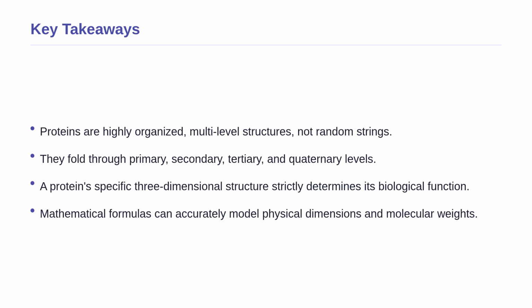We have covered a lot of ground today, so let us summarize the most important ideas. First, remember that proteins are not just random strings of chemicals floating in your cells. They are highly organized, multi-level structures. They begin as a simple sequence at the primary level, twist into helices at the secondary level, fold into 3D machines at the tertiary level, and combine into master complexes at the quaternary level.